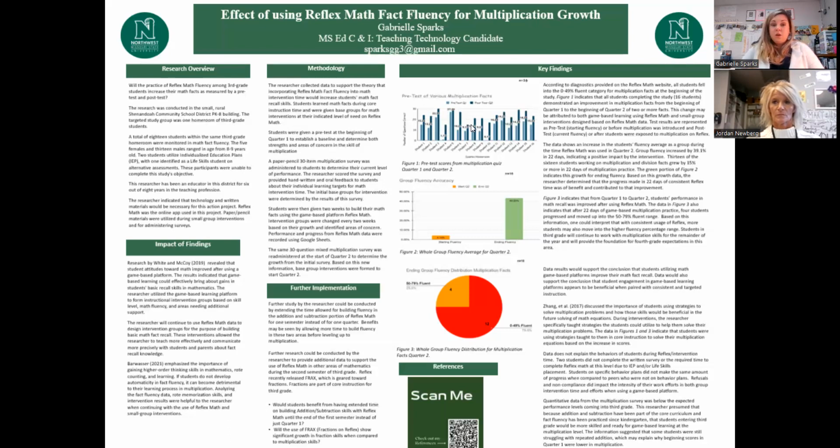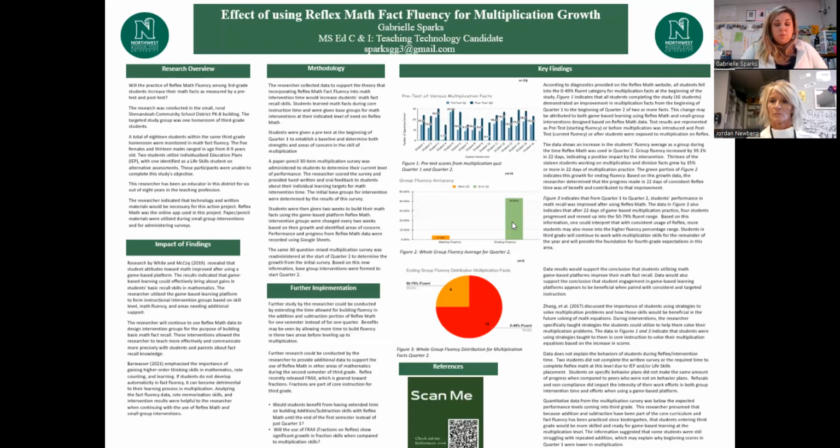On figure 2, which is located here on my graph and located in the paper copy like this, you can see that we started at 4.10% and grew to 43.20% in that 22-day span. The results on figure 3 indicate that after 22 days, 4 of my students moved up to the 50 to 79% fluent range. Based on this information, I have decided that if I have consistent use of Reflex, more of my students will eventually go into that 50 to 79% range and possibly even higher. Data results would support the conclusion that students utilizing this game-based platform improve their math fact recall.